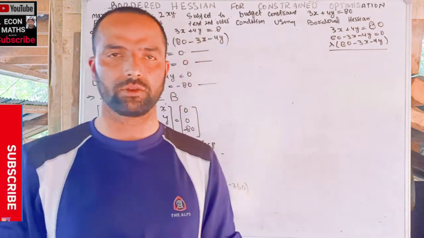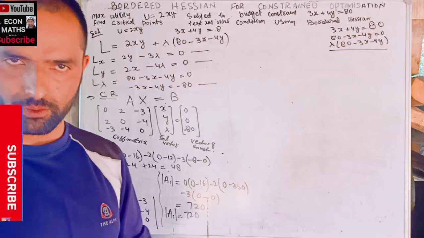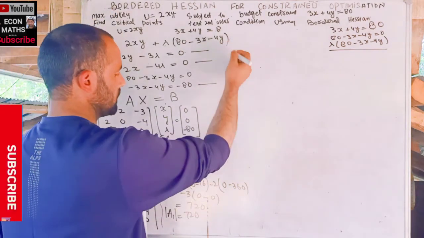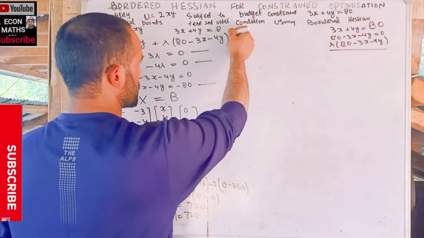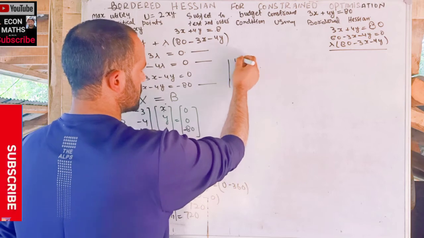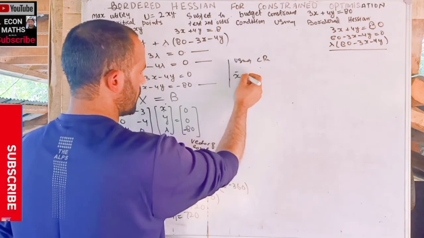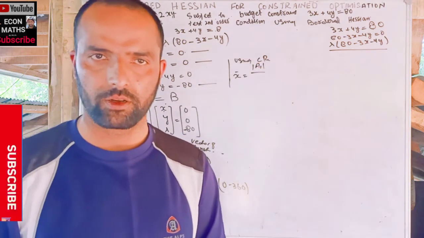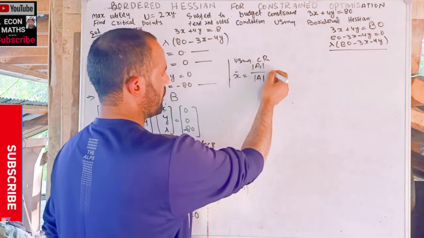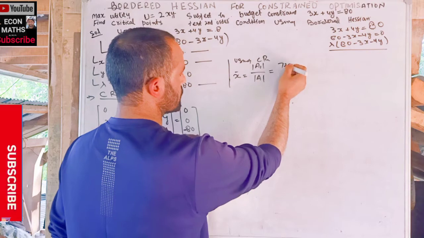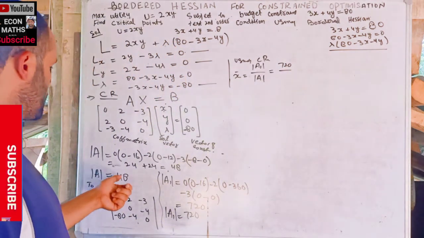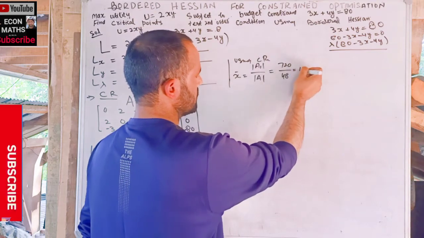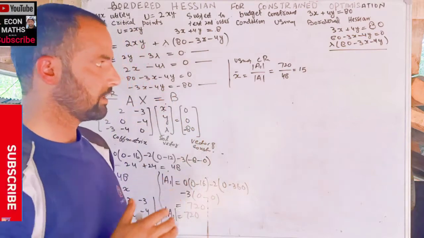So this is the new matrix which is formed by replacing the first column of the coefficient matrix with the vector of constant terms, if we were to solve for the first element of the solution vector. Now to get the value of x using Cramer's rule, x is equal to the determinant of the new matrix, A1, divided by the determinant of the coefficient matrix, A. Now the determinant of our new matrix is 720, so 720 divided by our A, which is 48. This comes out to be 15. So the optimal value of x is 15.